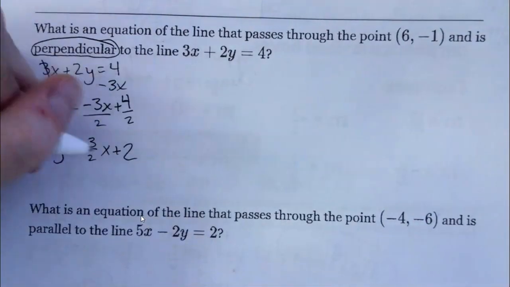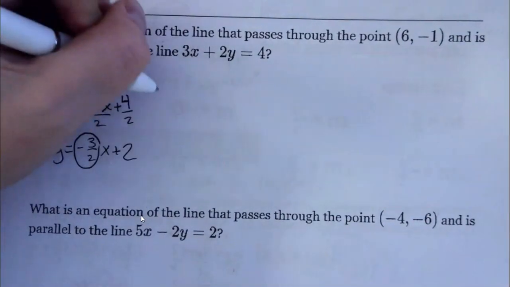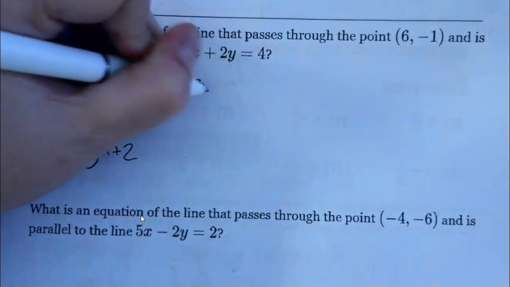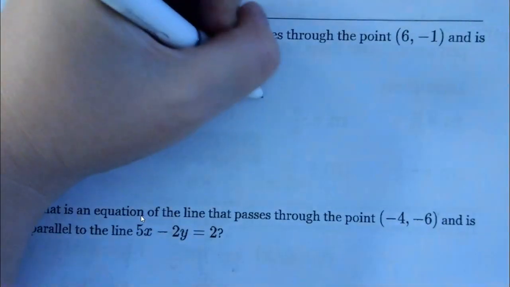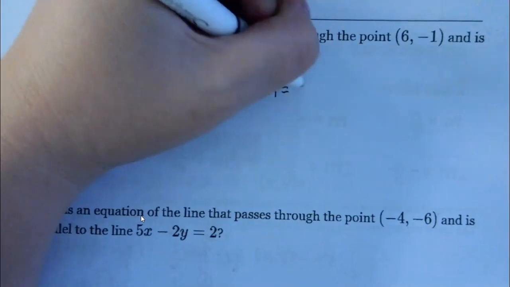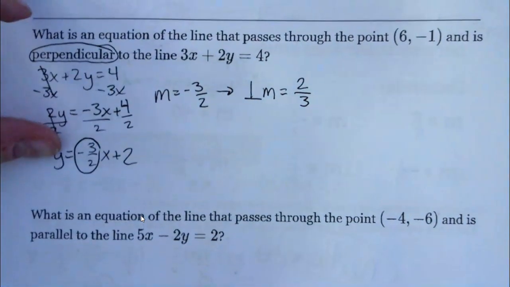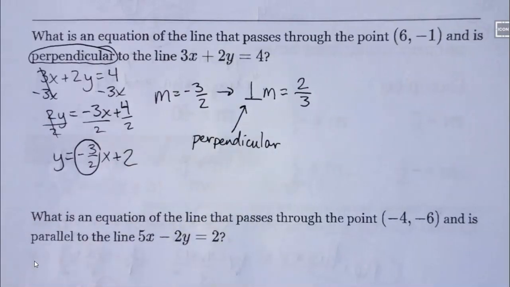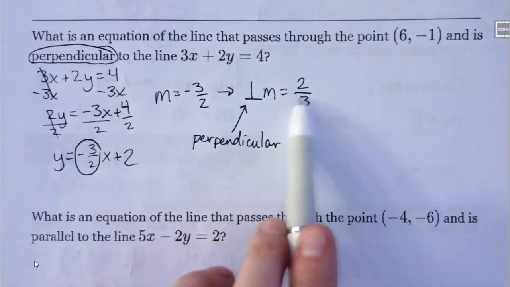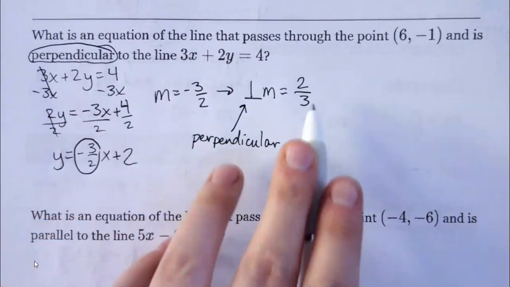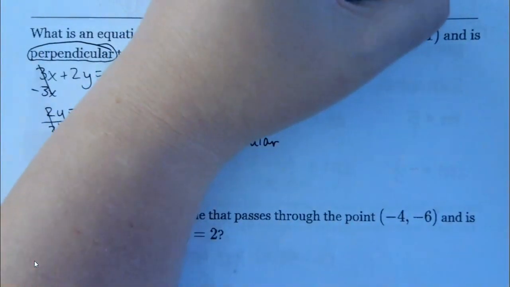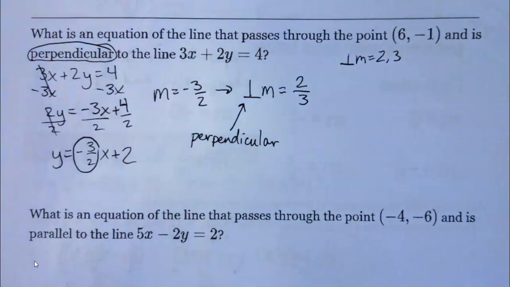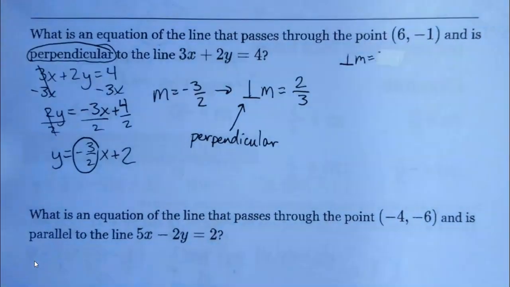It is in the right form to where we can figure out the slope. So our slope is negative 3 halves, but it's not the slope we want. We want the perpendicular slope. So we want to change that to the perpendicular slope. So we want positive 2/3. This symbol just means perpendicular. So this is the slope we're going to use. This one right here is the original slope from this one. We're going to use the perpendicular slope. So our perpendicular slope is 2/3.